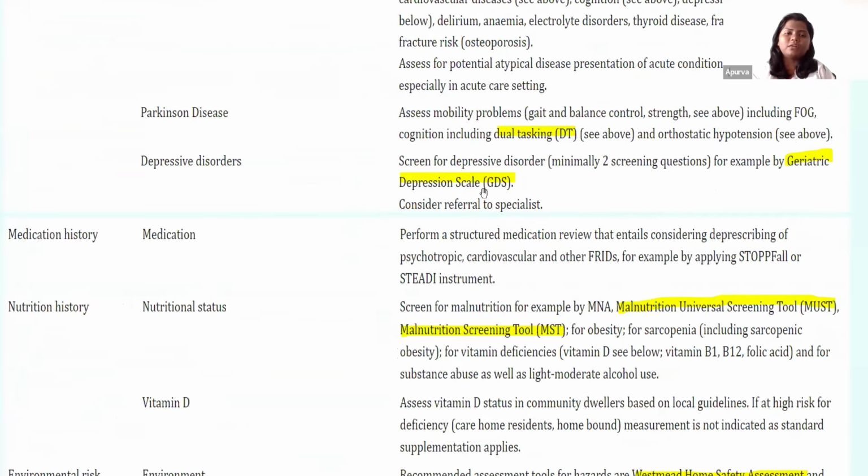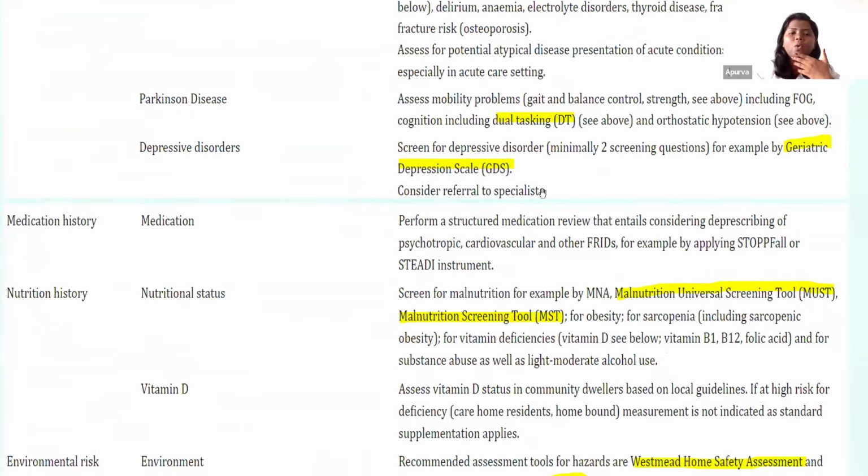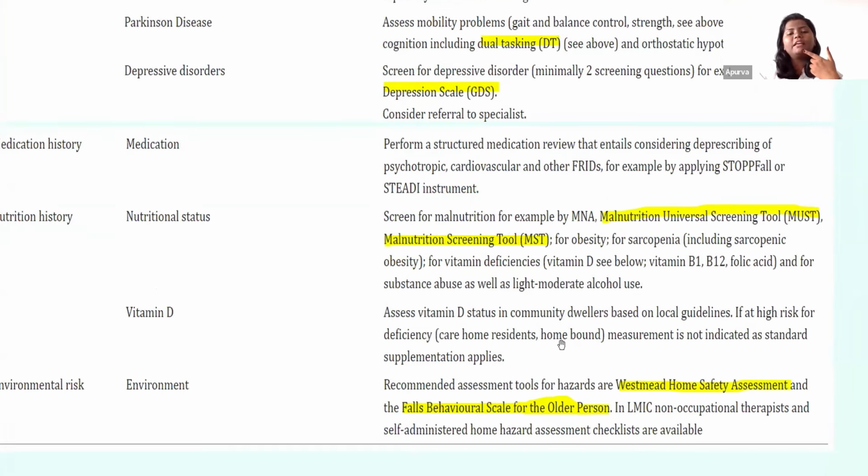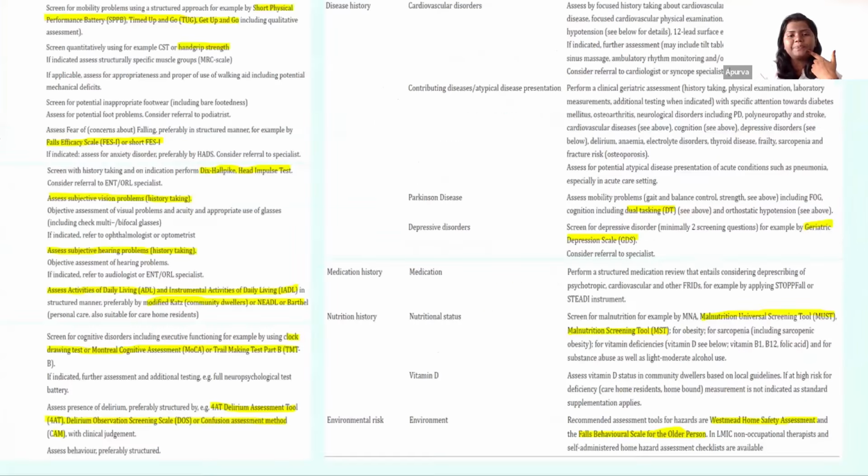The Geriatric Depression Scale remains an important scale to assess for any depressive disorder, while a patient with low nutritional status should be assessed with the Malnutrition Universal Screening Tool or a malnutrition screening tool. While the environment can be assessed with the Westmead home safety assessment and or a fall behavior scale for the elderly person.